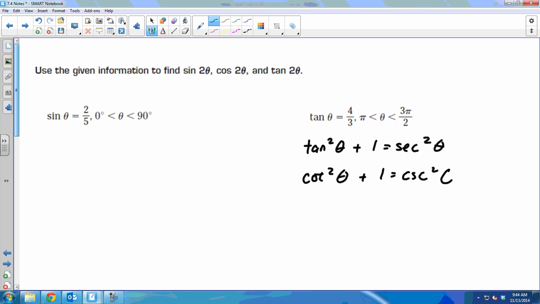So you need to use one of these identities to figure out secant or cosecant, so that you would have the reciprocal and find sine or cosine. So you know sine theta and cosine theta. On this one, theta is in the third quadrant, so sine theta is negative and cosine theta is negative. Cotangent would be 3 over 4, yes.